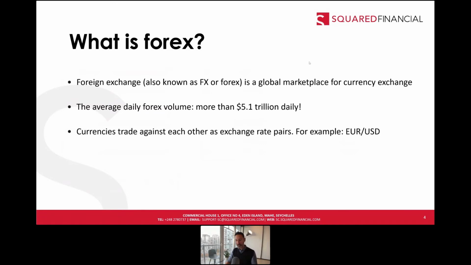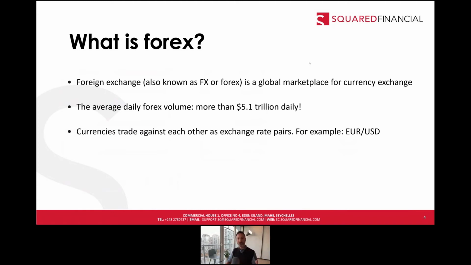Currencies trade against each other as exchange rate pairs. For example, Euro, USD. So you buy the Euro, you sell the USD. You can buy the British pound, sell the USD. You can buy the USD, sell the British pound, etc.